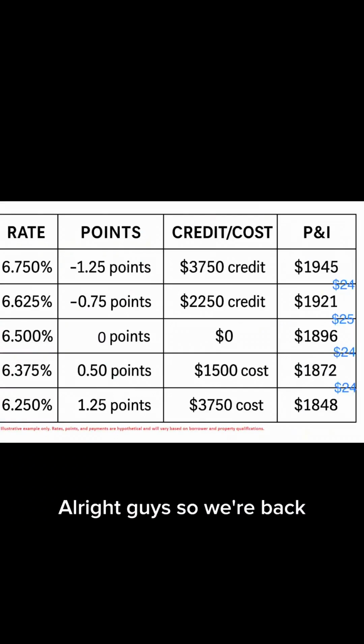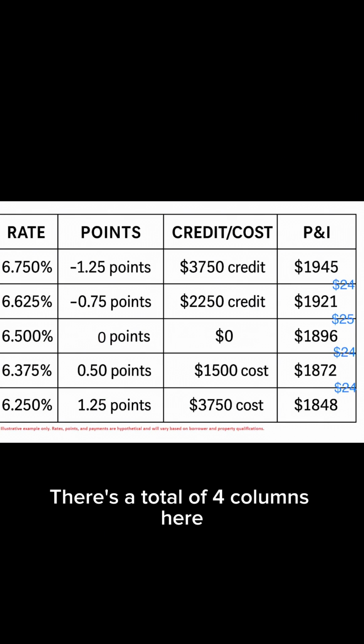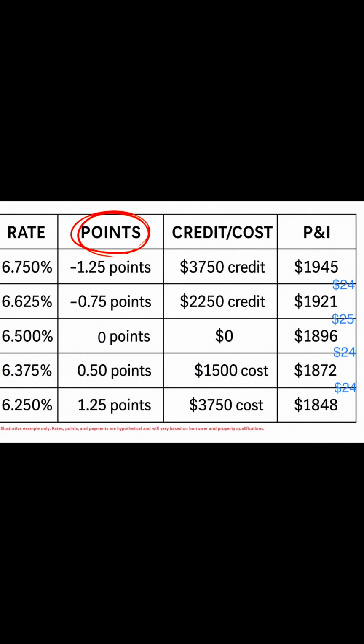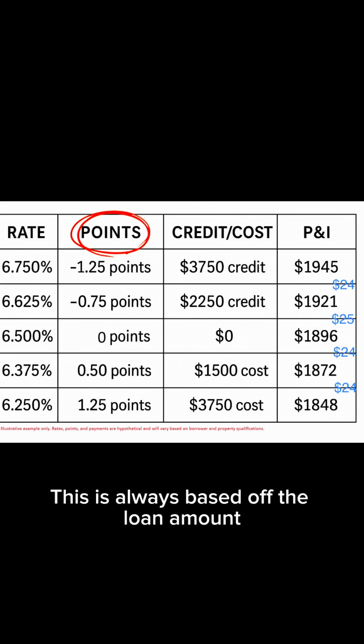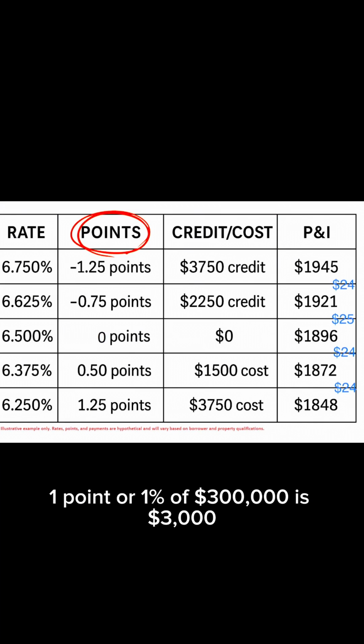All right, guys. So we're back. As promised, this is your interest rate stack. We're going to go ahead and keep it very simple. There's a total of 4 columns here. All the way to the left, the first column is the interest rate. The second column are the points. 1 point is the equivalent of 1%. This is always based off the loan amount. We're using a loan amount of $300,000 here as a reference. 1 point or 1% of $300,000 is $3,000.